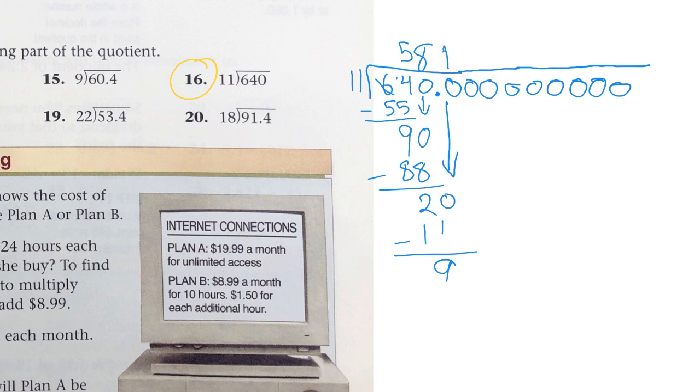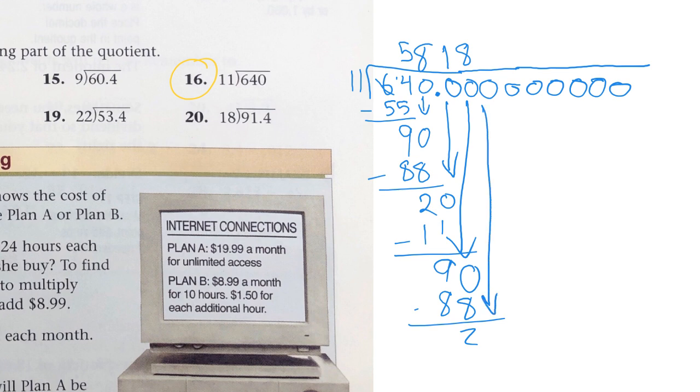I see something. If we bring the next 0 down, we'll get 90 again. And then if we did 9 11s, that'd be 99. So we can do 8. 8 times 11 is 88. And we're left with 2 again. That looks familiar. If we bring down the next 0, we have 20 again. And then only 1 11 goes in and leaves us with 9 again. And then if we brought the next 0 down, that would be 90 again, and we could put another 8 in there. And it would go on like that forever.